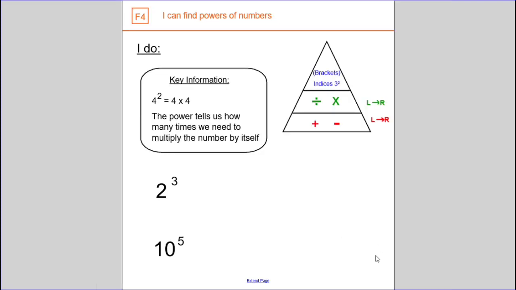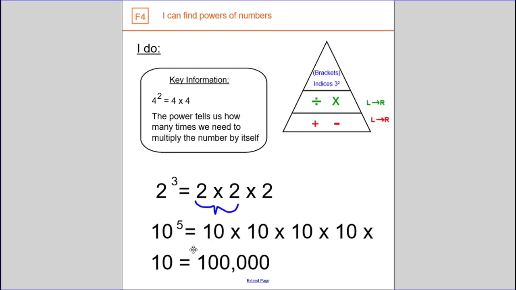Let's try this question together. So we've got 2 cubed. We should know how to write it out. 2 times 2 times 2. Let's see how we get 8. So first we need to do 2 times 2, which is 4, and then multiply by 2, which gives us the 8. For the second question, we need to multiply it by itself 5 times.